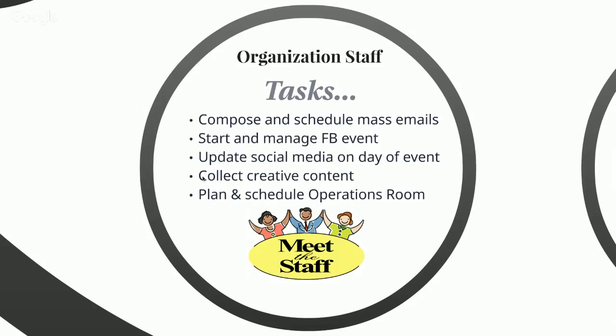Number four here is collect creative content. That means you want to make a nice graphic of stats, things that you do, things that you've accomplished in the past. Maybe some quotes from volunteers, people that are involved with Friendship Circle or any other organization, to have them prepare some good content that you'll share on the day of the campaign, and plan and schedule an operations room, which we'll get into each thing in a moment.